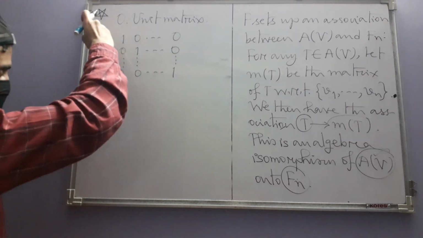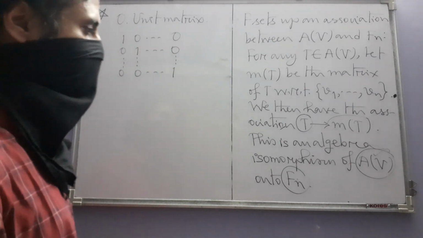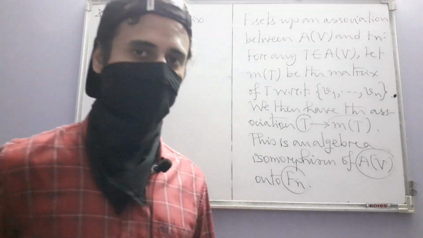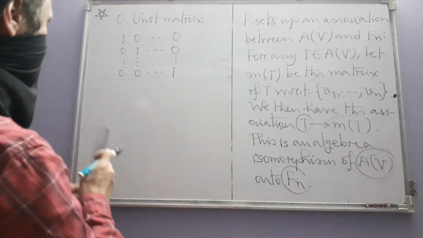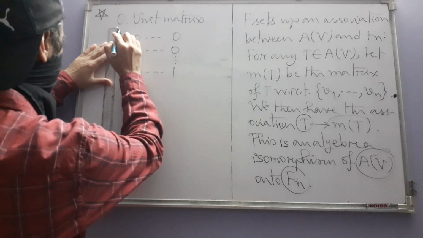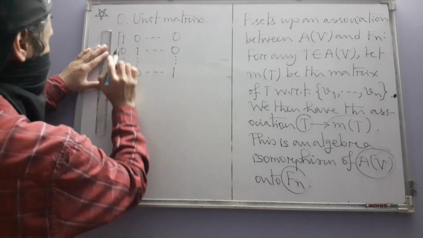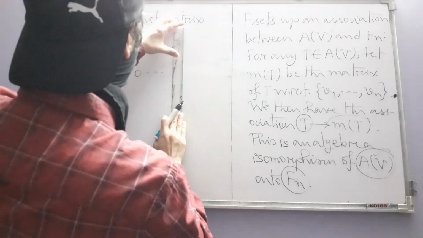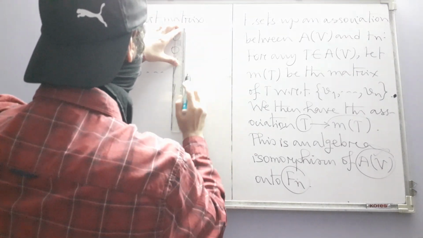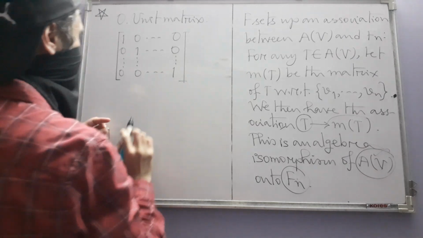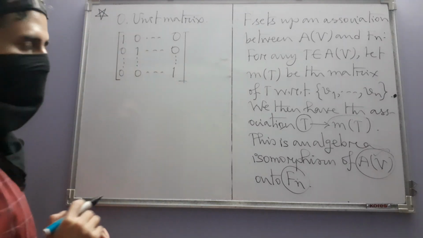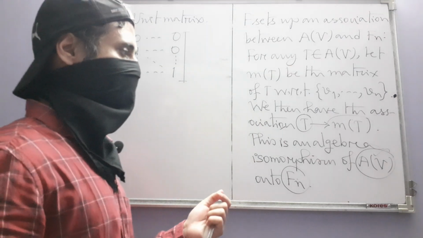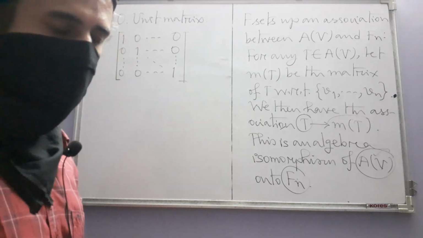By leading diagonal we mean this, where the entries are alpha i i, where those suffix values are the same. For example, this is alpha 1 1, alpha 2 2 and so on. So all those leading diagonal entries are 1, and all the off diagonal entries, the entries which are not the diagonal entries, they are 0.